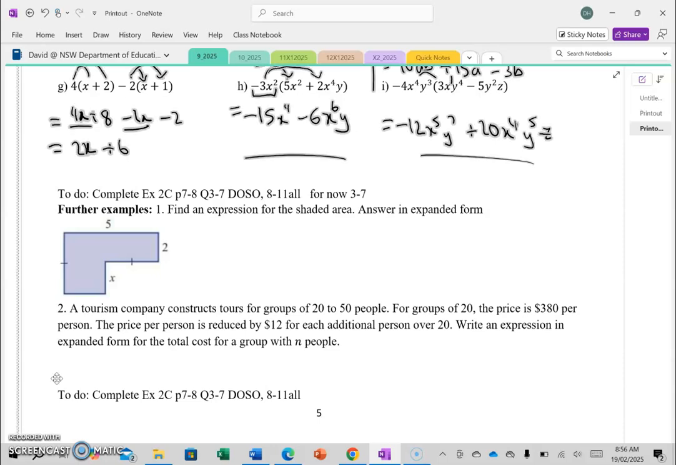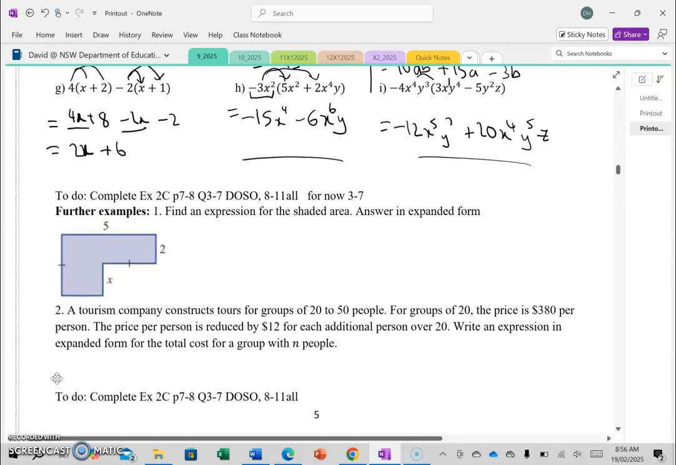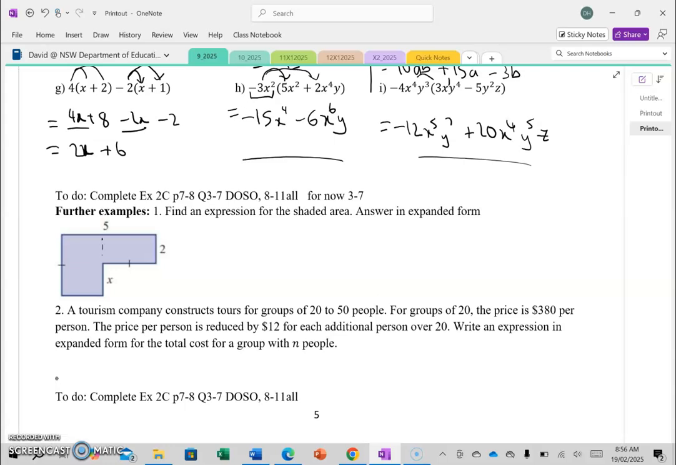Find an expression for the shaded area, answer in expanded form. There's a couple of ways to think about this problem. You can divvy it up into two rectangles like this, or you can divvy it up into two rectangles like this, or you can make it a whole big rectangle minus the smaller rectangle here. So there's a couple of ways to think about it.